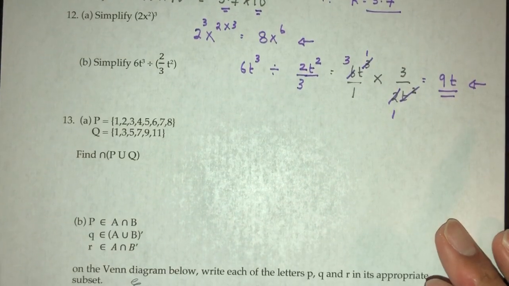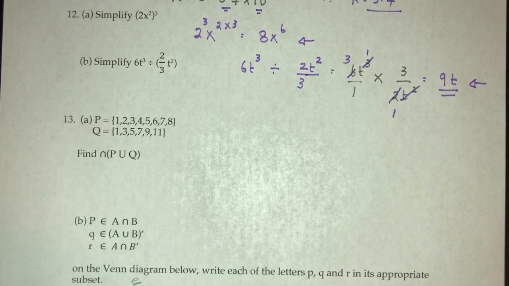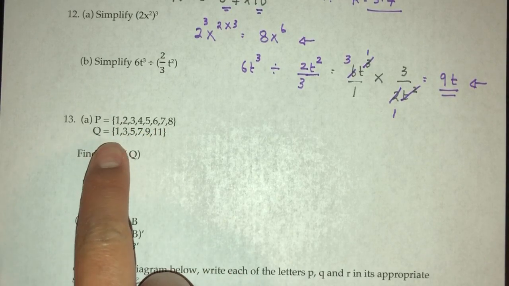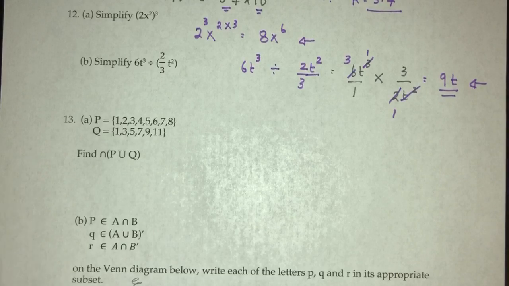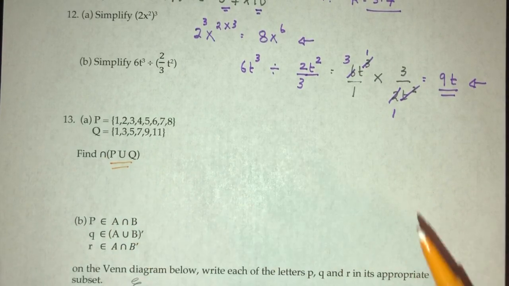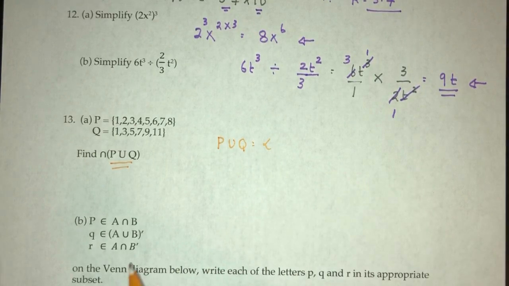Now let's move on to question 13. So we have 2 sets. We have set P and Q. So P is 1, 2, 3, 4, 5, 6, 7, 8. And Q is 1, 3, 5, 7, 9, 11. Now we have to find the number of elements in this set. So let's first find this set. P union Q is what?